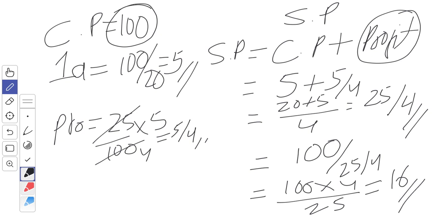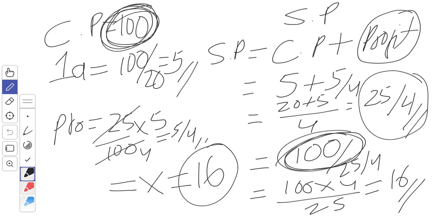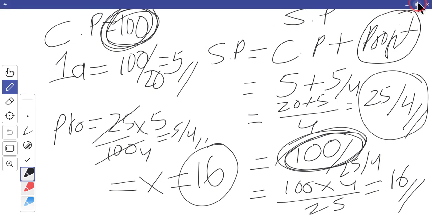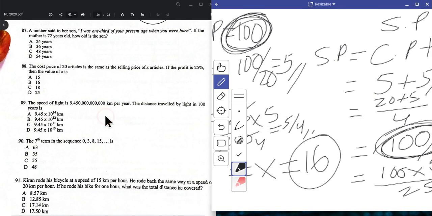By selling 16 items at 25 by 4 each, we get 100, which is equal to the cost price of 20 items, that is 100. So the correct value for X is 16. We sell 16 items at 25 by 4 to get 100. So the correct answer for question 88 is option B, that is 16 items.